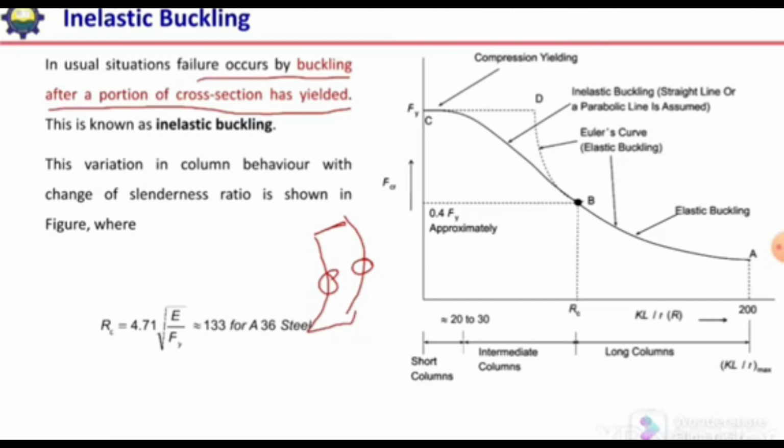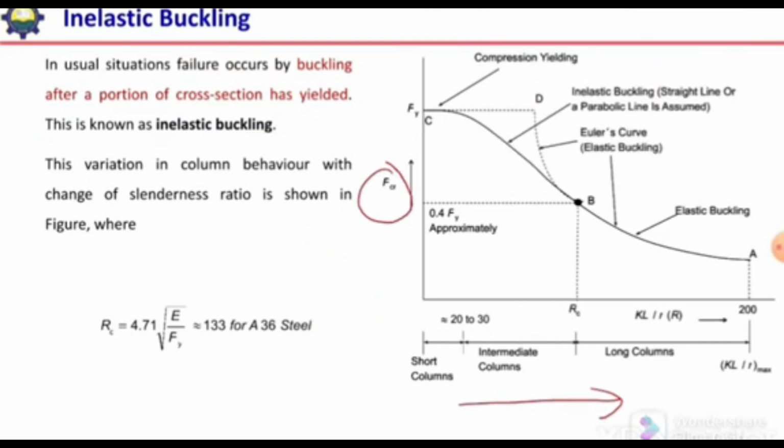In that case, the material will not recover its original shape. Some deformation will remain there. So this is known as inelastic buckling. The variation in column behavior with change in slenderness ratio is shown in this figure. This figure shows the variation of stress in the column section with increasing slenderness ratio.